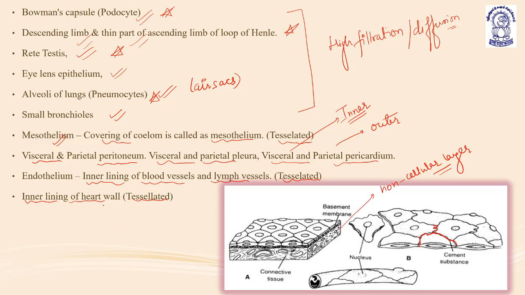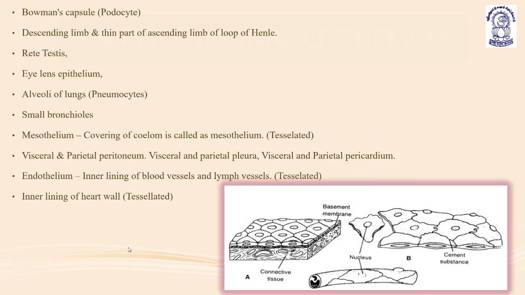So just remember the examples: Bowman's capsule, podocytes, then alveoli, air sacs or pneumocytes, descending limb and the thin ascending limb of loop of Henle, rete testis, islands, mesothelium, which is also a tessellated epithelium. Then visceral and parietal peritoneum, visceral and parietal pleura, visceral and parietal pericardium, all are tessellated epithelium. Endothelium, tessellated epithelium, and the inner lining of the heart. They all are made up of simple squamous epithelium.